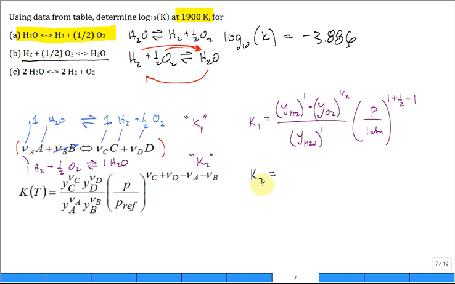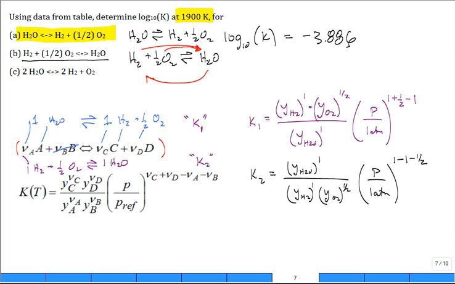Okay, let's take a look at K2. Well, is it going to be y sub H2O to the 1 power divided by y of H2 to the 1 power, y of O2 to the 1/2 power, and then you have P over 1 atm to the 1 minus 1 minus 1/2. True? What was, if I simplify this, what does that simplify to? Positive 1/2. If I simplify this, this simplifies to negative 1/2. True?